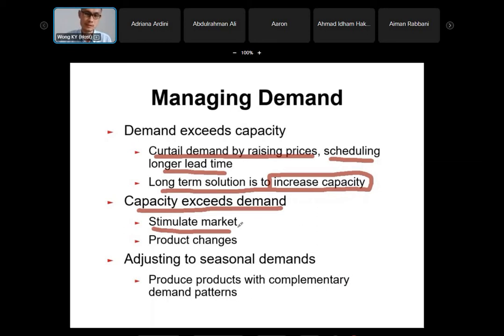And if market stimulation doesn't work, then we may have to think of changing the product. For example, customers cannot afford to buy high-end houses. So what do we do? We have to change the product. Instead of building high-end houses, we need to build low-cost houses, which are more affordable, so that people can buy the houses. Right?